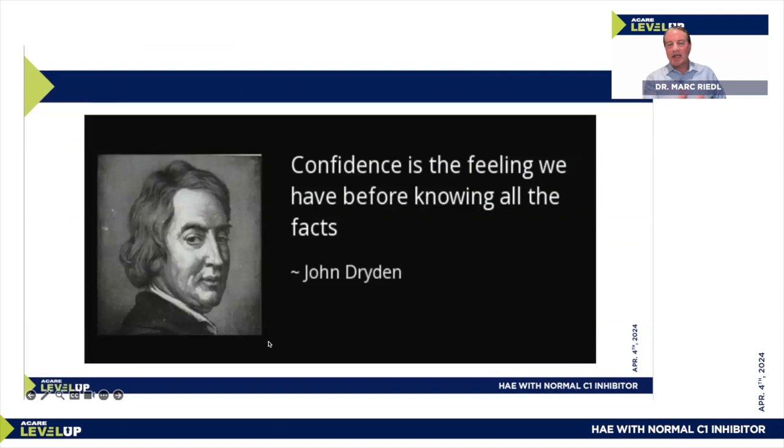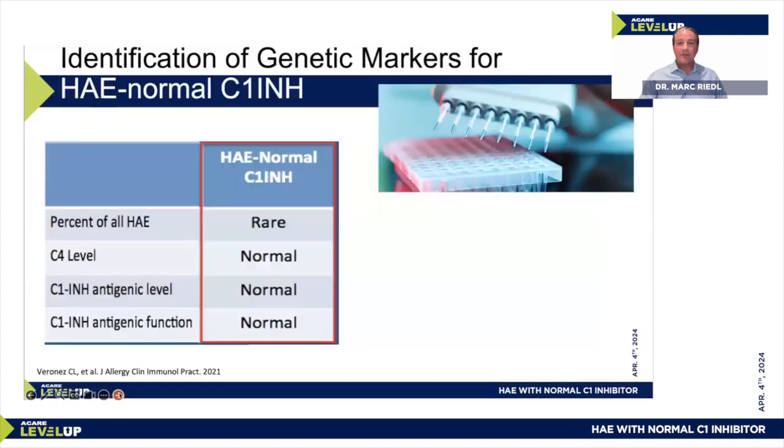So I like this saying. John Dryden is a British poet from the 1600s. He wrote a lot of things, but confidence is the feeling we have before knowing all the facts. And I think the facts are that we still struggle a great deal in the clinical space with these patients that have isolated angioedema in the absence of hives and do not have a C1 inhibitor deficiency.